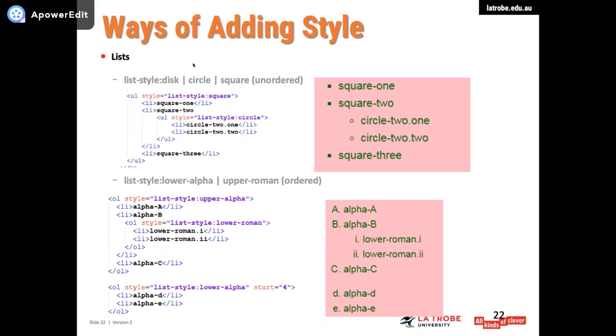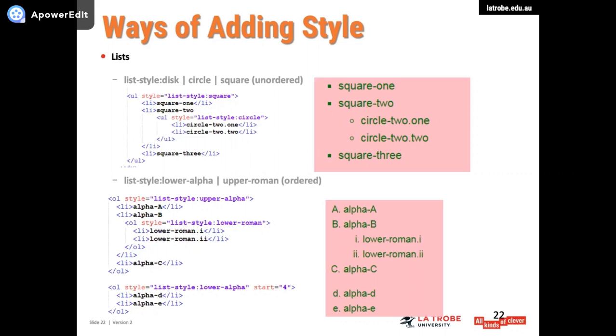So for example, here we want to change the bullet to square. In this unordered list, we put the list style here, then we can specify it to be square. And later, for the inner list, we change the bullet style to circle.